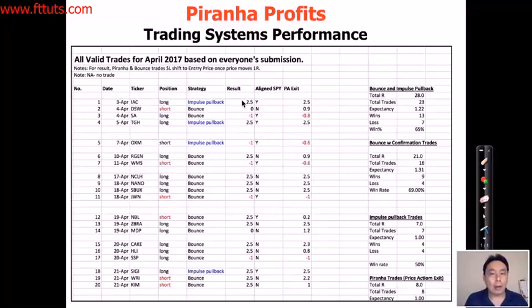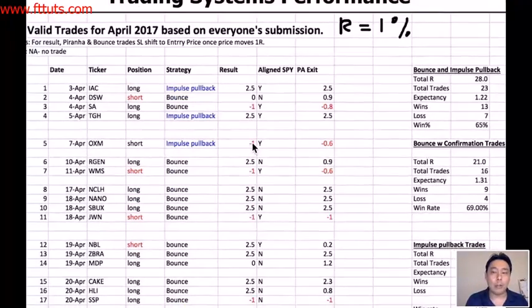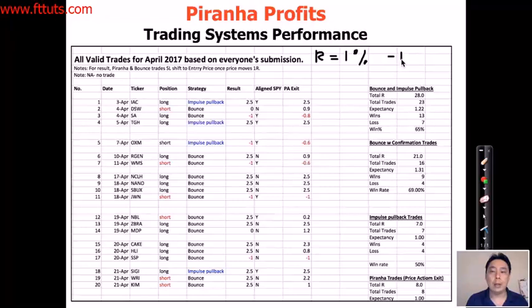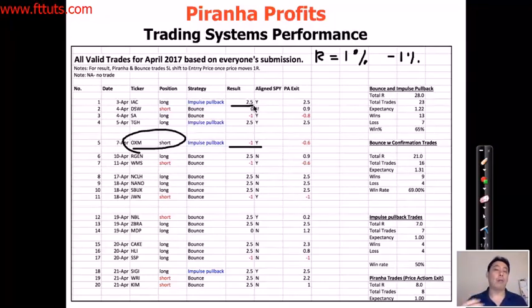So what is an R? An R is your risk per trade. So for example, if you are risking 1% of your capital on a trade, 1 R is 1%. So when you have a losing trade, you lose minus 1 R, which means you lose 1% of your capital. That's what happens when you have a losing trade, right? When you have a winning trade, you get, for example, 2.5 R of a win.